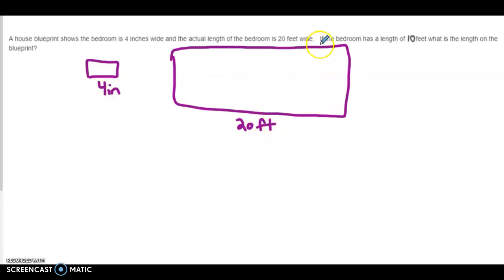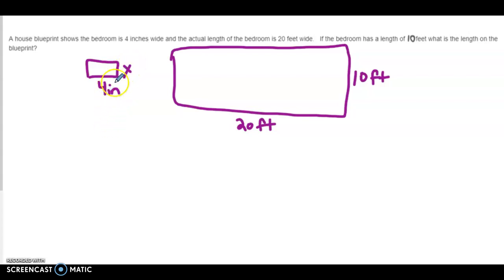And then it says that if the bedroom has a length of 10 feet, what is the length on the blueprint? So we're trying to figure out the length there. All right, you can do this two ways. You can kind of look at it and figure out the scale factor, but the way that I always set it up is with proportions. You can set up your first fraction however you want.